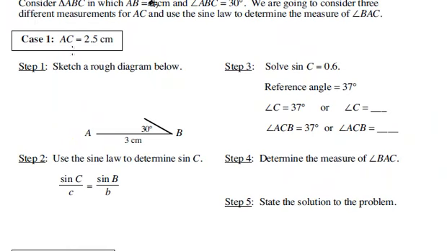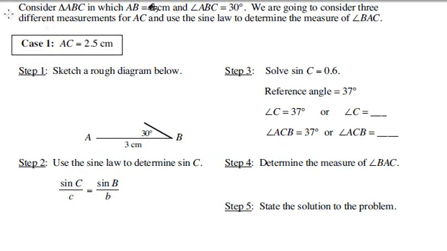This is a big study where we're going to hold your hand through setting up a sine law situation, and we're going to see how it turns into the ambiguous case. So, sketch a rough diagram below. I say AB is 3 centimeters, angle ABC is 30 degrees. That means this is side B. We don't know how long it is. We haven't been given a measurement for it, so we know that C is someplace along that line.